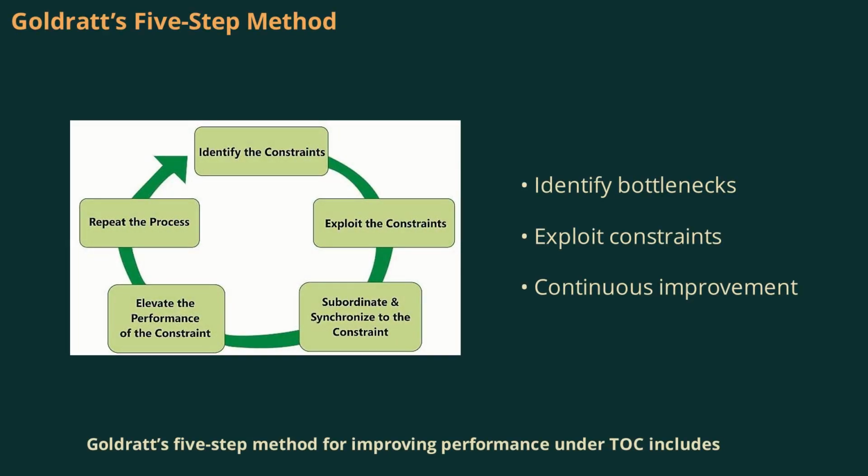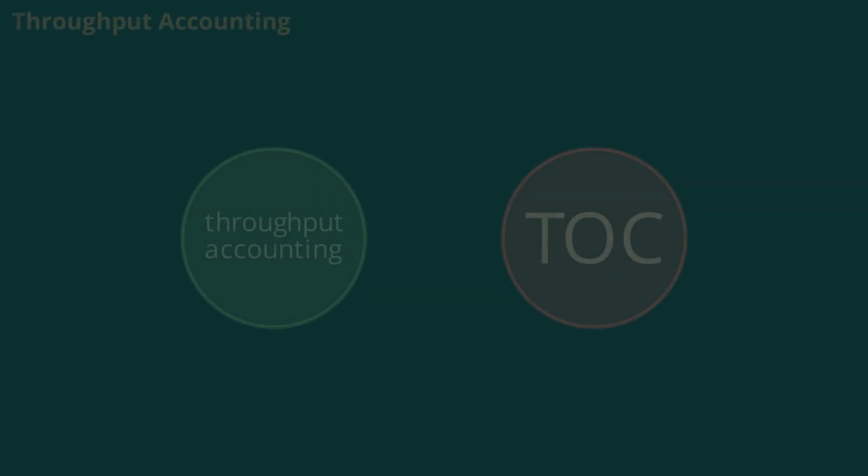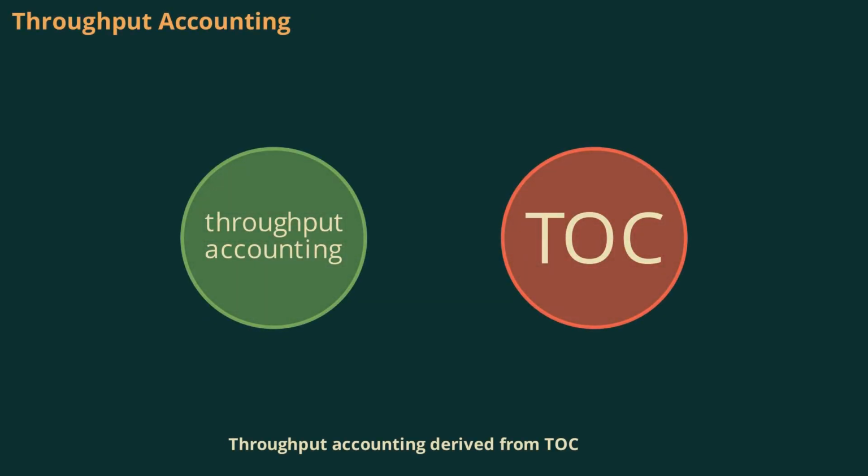Goldratt's 5-step method for improving performance under TOC includes identifying system bottlenecks, exploiting the bottleneck, subordinating other activities to the bottleneck, elevating the bottleneck's capacity, and repeating the process as new constraints emerge. This cyclical approach ensures that organizations continuously address the most critical limitation in their operation, leading to sustained improvements in throughput and profitability.